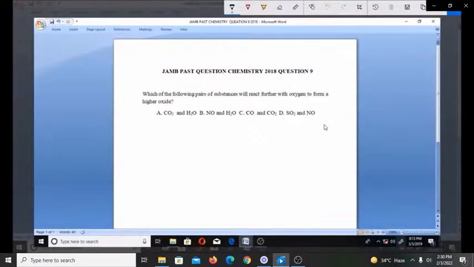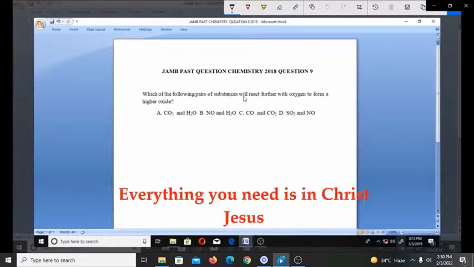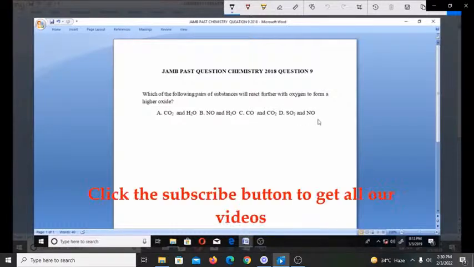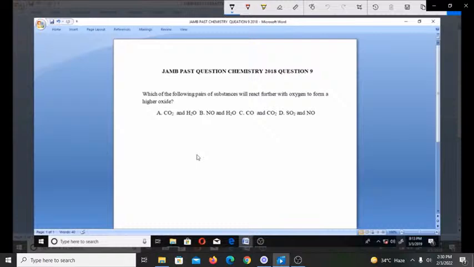Now let's look at question number 9 for JAMB past question chemistry 2018. Which of the following pairs of substances will react further with oxygen to form a higher oxide? A. CO2 and H2O. B. NO and H2O. C. CO and CO2. D. SO2 and NO. So which of the following pair of substances will react further with oxygen to form a higher oxide?